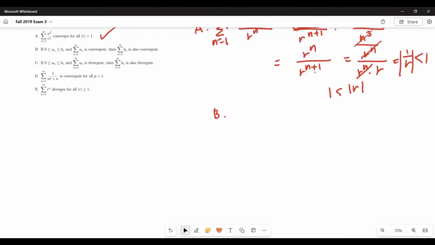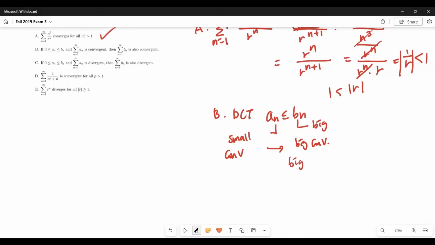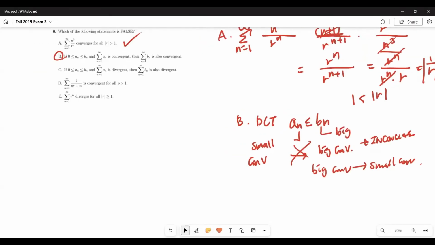So this is the direct comparison test. a_n and b_n. So b_n is the bigger one, a_n is the small one. So if a_n is convergent, the small one convergent, then the bigger one is convergent. This is not right, because if you remember the direct comparison test, it has to be the bigger one convergent, then you can tell the small one is convergent. It's not the other way around, so this will be inconclusive. So that, oh, then we're done. But I'm going to prove the other ones too as well.